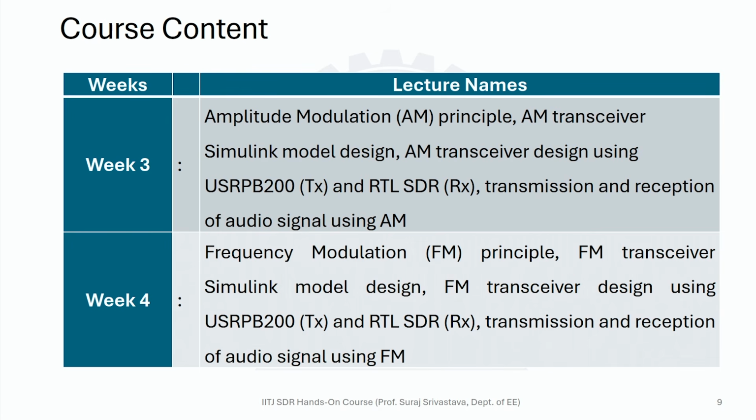where we will design the transmitter part on USRP B200. This is the transmit SDR. Then we'll design the receiver on RTL SDR. We will actually transmit one audio signal using amplitude modulation through this B200 SDR. We'll transmit it over the air, and then we'll keep one RTL SDR as the receiver. We'll process the received signal using RTL SDR followed by the Simulink model, and we will recover that audio signal. So this one complete exercise we'll do for amplitude modulation.